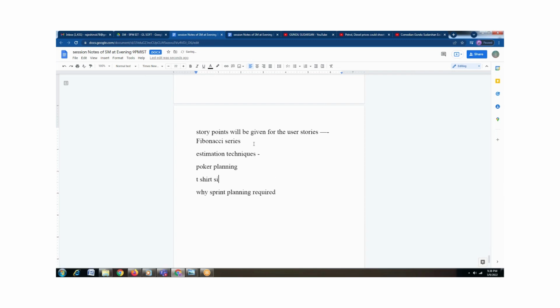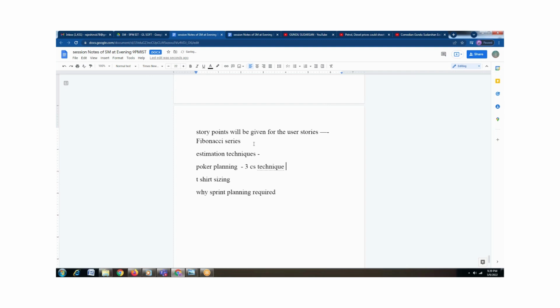T-shirt sizing, you understood, right? T-shirt sizing means L, M, XL, double XL, something of that sort. This is what t-shirt sizing stands for. Poker planning is completely based on the 3C's technique. There is a technique called 3C's which will be followed by us.